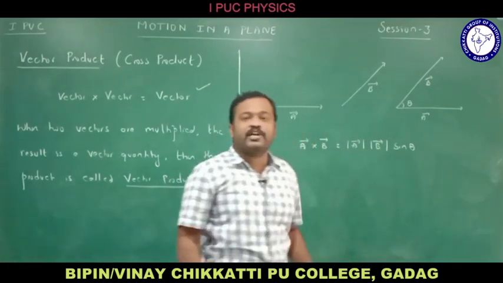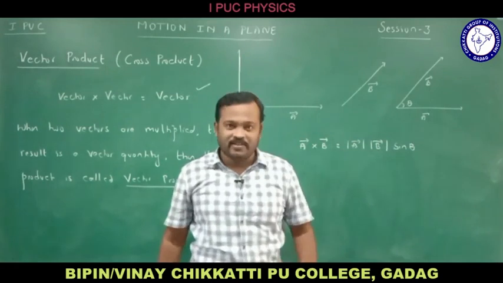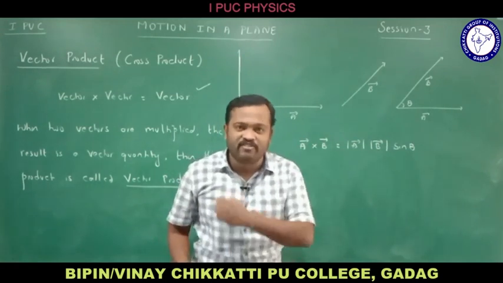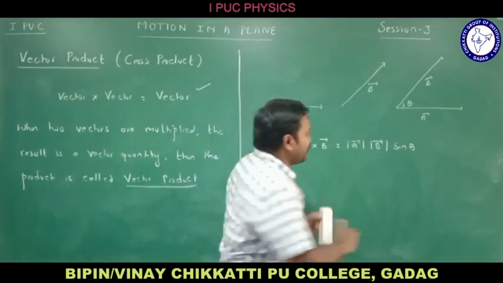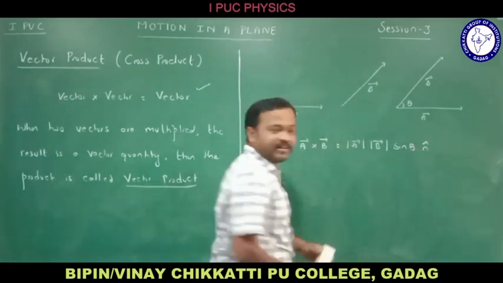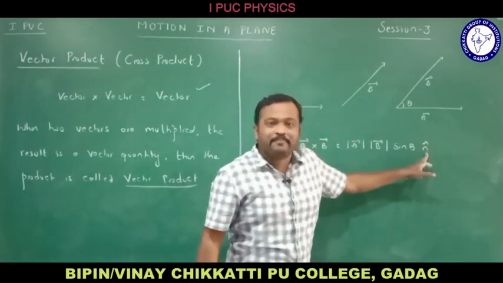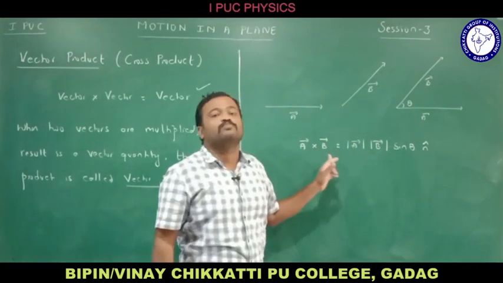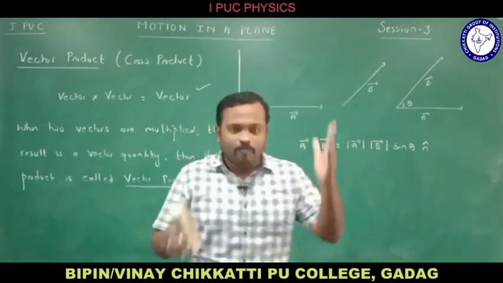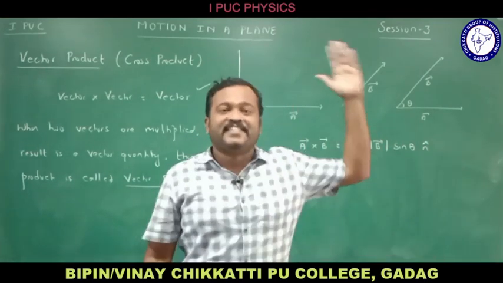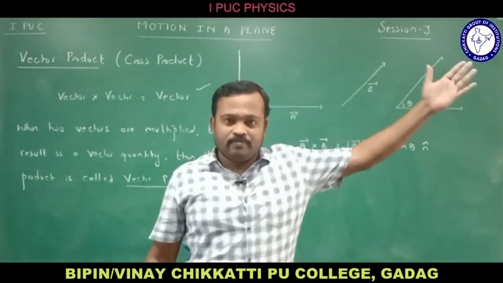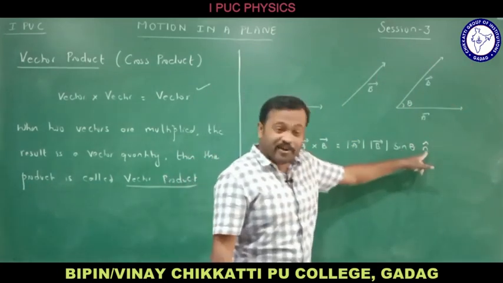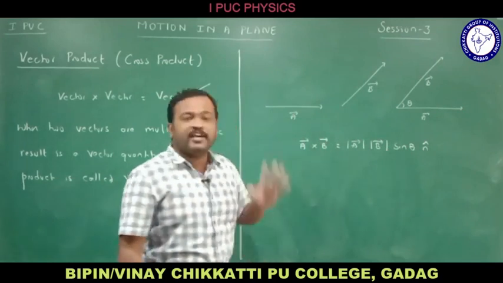Since it is a vector quantity, it must have direction. To specify direction, which kind of vectors do we use? Unit vectors. So let me take it as n cap. What is n cap? N cap is the direction of A cross B. The formula for A cross B is modulus of A, modulus of B, sine theta n cap. So n cap is a unit vector which shows the direction of A cross B.